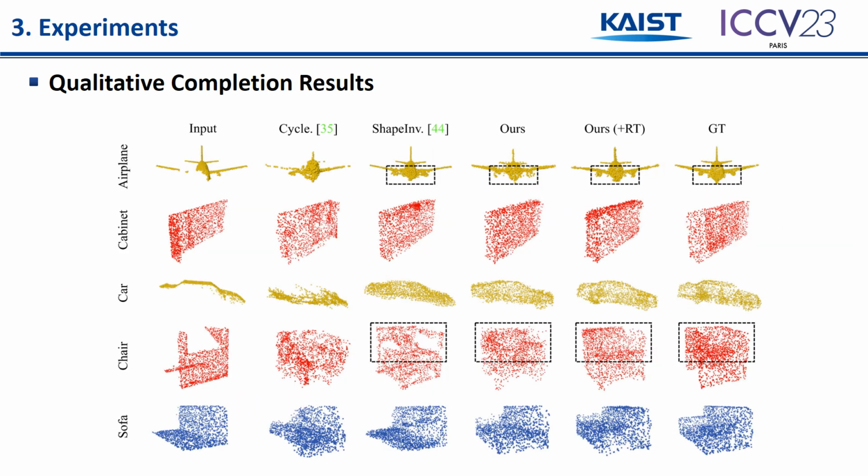We qualitatively compare the point cloud completion results. As shown in the dashed boxes, we find that existing studies fail to restore certain details while our method can reconstruct them sharply. From this, our proposed method can achieve substantial completion results.